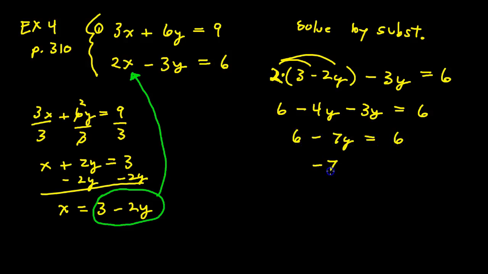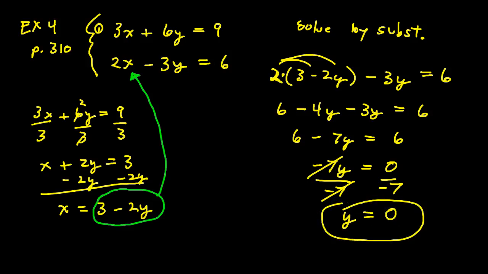All right, so minus 7y equals 0, subtracting 6 from both sides, and dividing both sides by negative 7. The minus 7's will cancel out on the left, and 0 over any denominator is 0. So I've got half of my solution there. I know that y has to be 0.